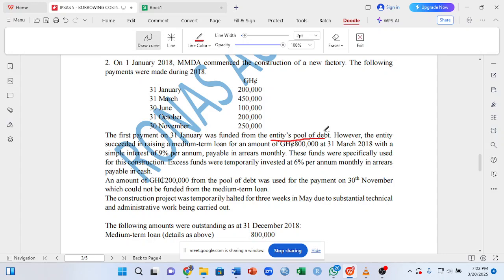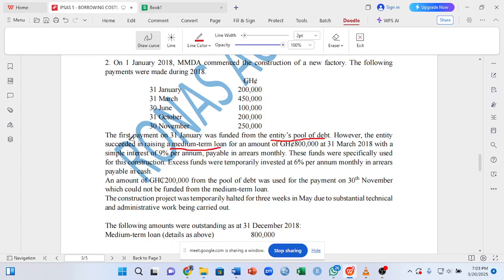It seems you are partly right, partly wrong. You are right by saying that it's both specific and general. But your explanation on the specific one, I wasn't really satisfied. You said all the loan, you were not specific on it. So which one is the specific borrowing in this instance? It was a medium term loan.